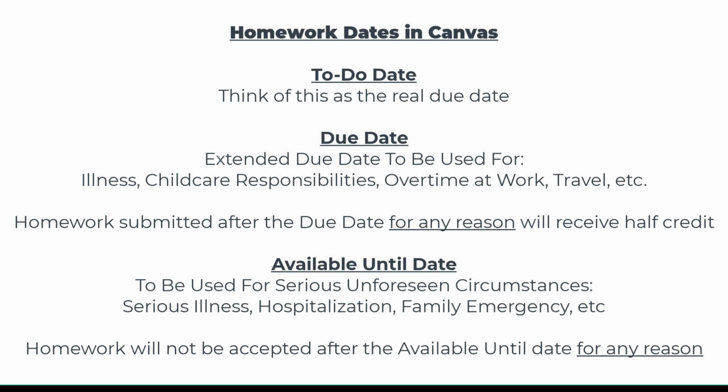The available until date is the absolute last date that I will accept late homework. It should be used for serious unforeseen circumstances. Keep in mind that the available until date is an extension of the due date, which was also an extension of the to-do date, so I will not extend the available until date any further. After the available until date, the assignment will be listed as closed in Canvas, and you will not be able to turn it in at all.